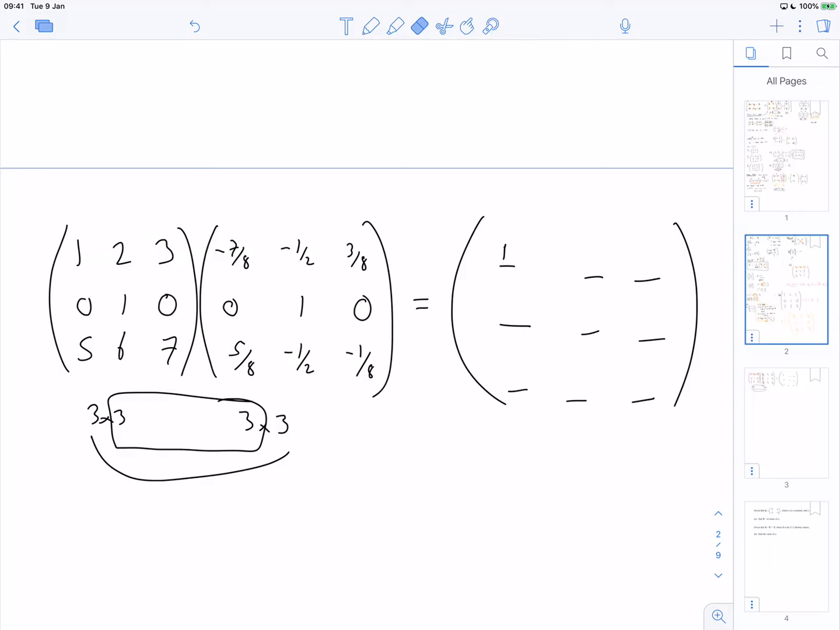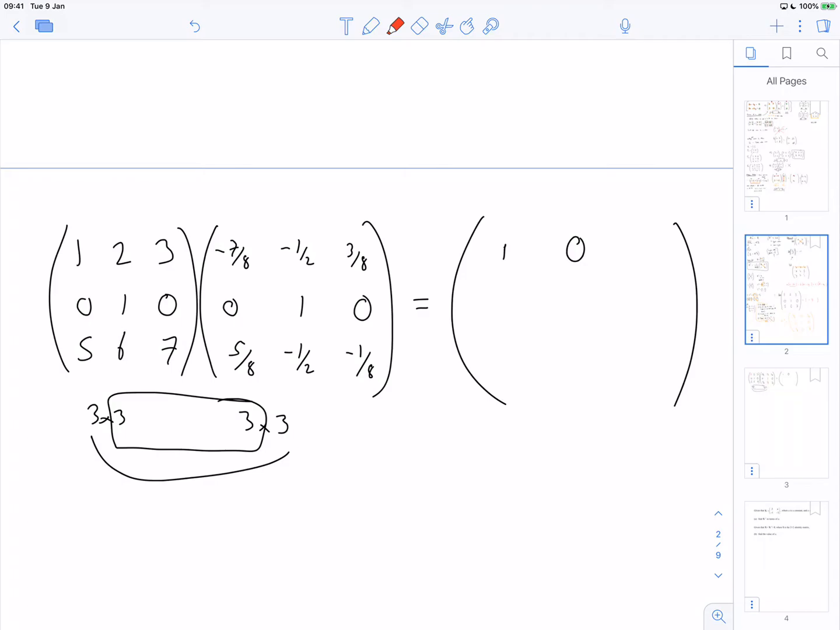Okay. I don't need all these underlined things. You can get, it's a 3 by 3. First row, second column. I've got 1 times minus a half, which is minus a half. 2 times 1 is 2. So minus a half plus 2 is now 3 halves. And 3 times minus a half is minus 3 halves. So 3 halves plus minus 3 halves is going to be a fat 0.